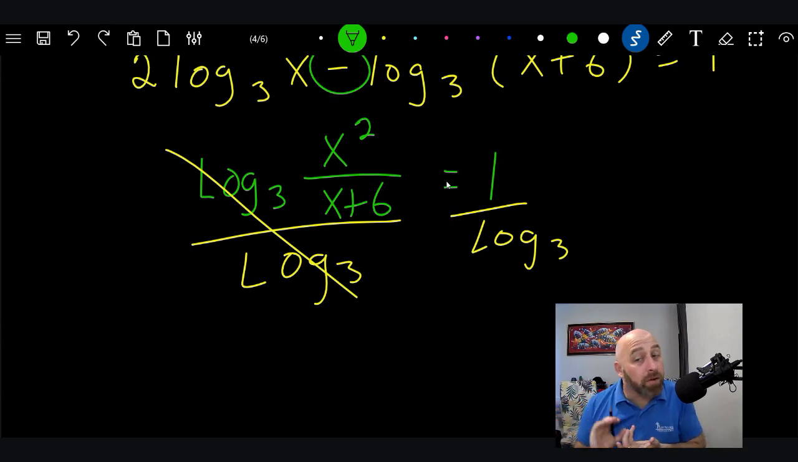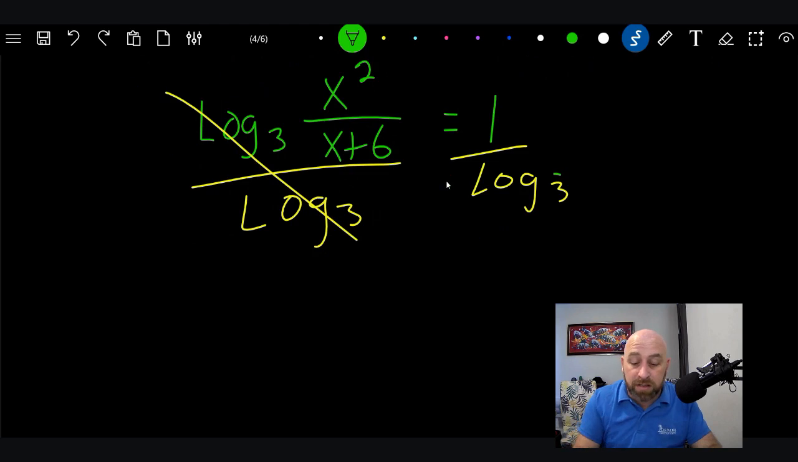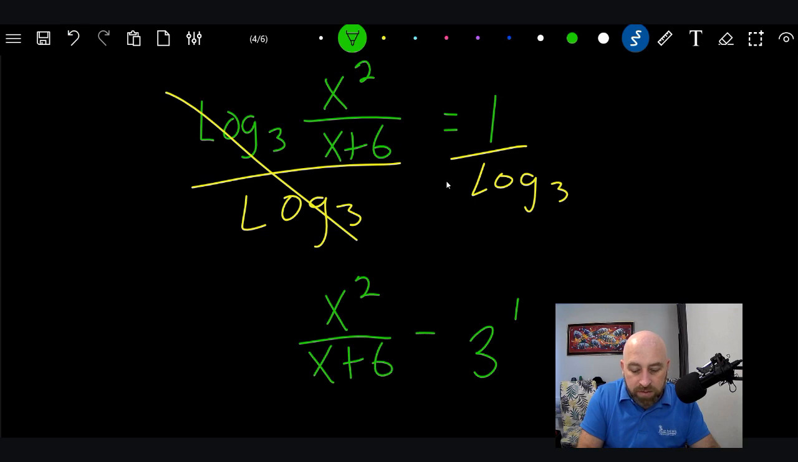We invert it, okay? And when we invert it, if you remember from previous lessons, this is going to become 3, because that's our base, to the 1. This is going to be our exponent. So this is going to be 3 to the 1 over here, 3 to the first power, okay? And so then we're just left with this right here. So we have x squared over x plus 6 equals 3 to the first power.